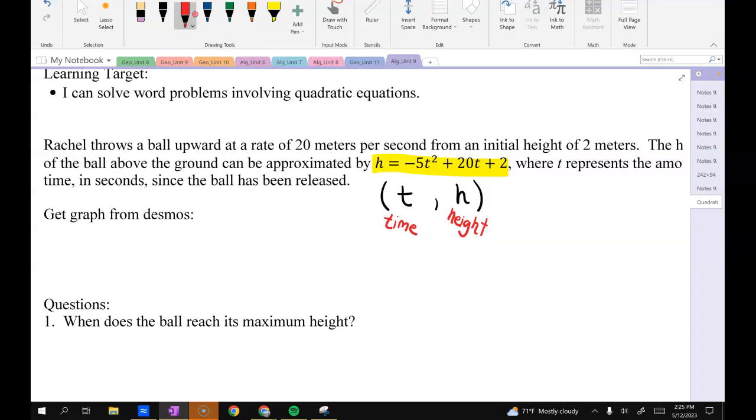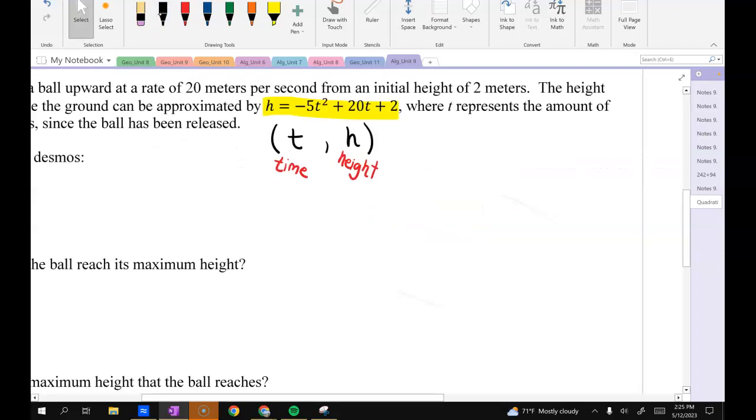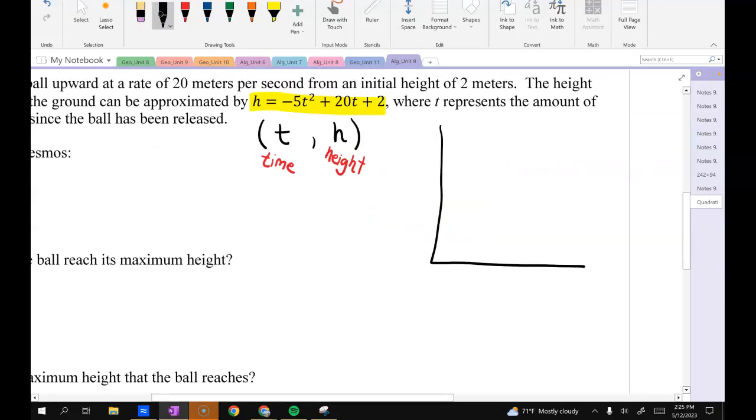Each time we graph a quadratic, it's going to make a parabola. So I'm going to do a sketch of a graph, and I'm only going to do one coordinate of it. Before we graph it, let's make some labels. This axis is going to be our t-axis for time, and our vertical axis is h, and that's for height.